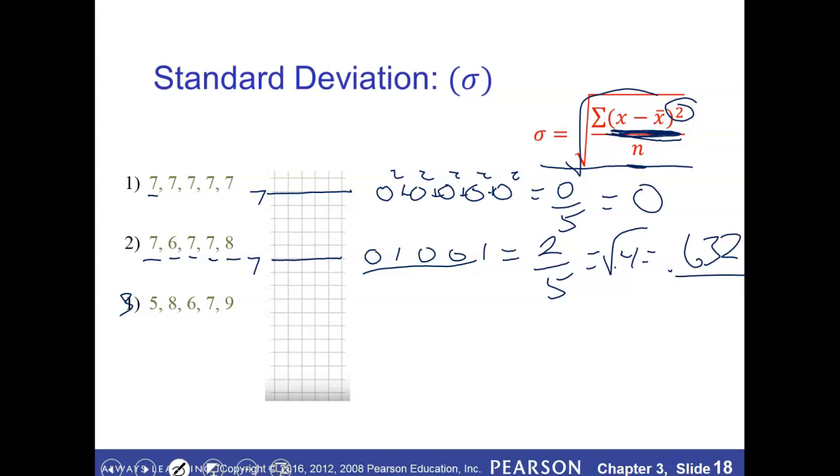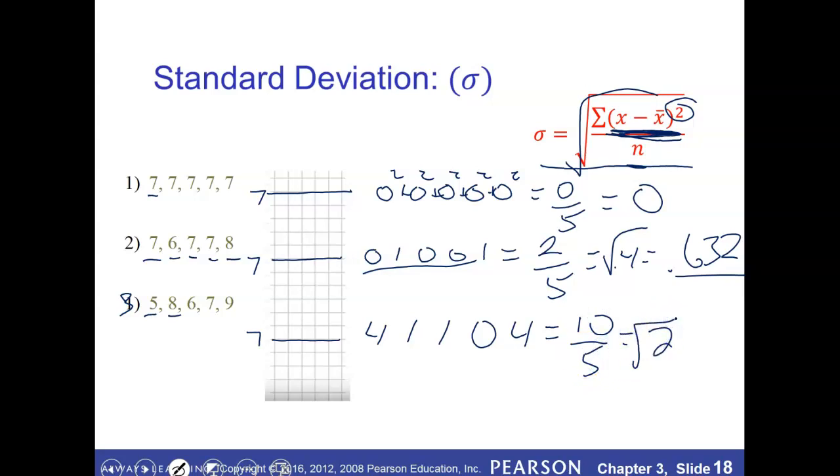Let's see how this same formula works for the third data set. Again, the average is 7, and so I'm going to start with the first data point. 5 minus 7 is negative 2, but negative 2 squared is 4. So I'm subtracting it, and then I'm squaring that. Then 8 minus 7 is 1, but 1 squared is 1. 6 minus 7 is negative 1, but negative 1 squared is 1. 7 minus 7 is 0, 0 squared is 0. 9 minus 7 is 2, and 2 squared is 4. So now I'm going to add all of these together, and if I do, I get 10. I'm going to divide it by the number of terms, which is 5, and if I take 10 divided by 5, I get 2.